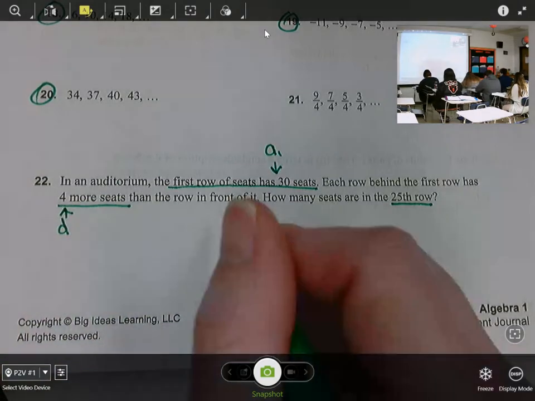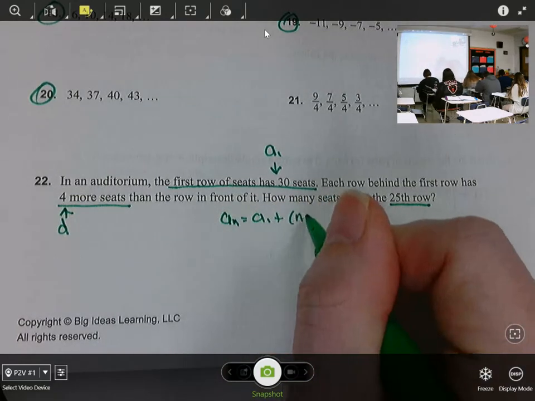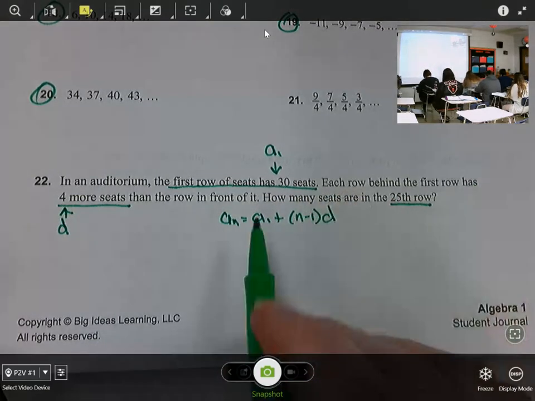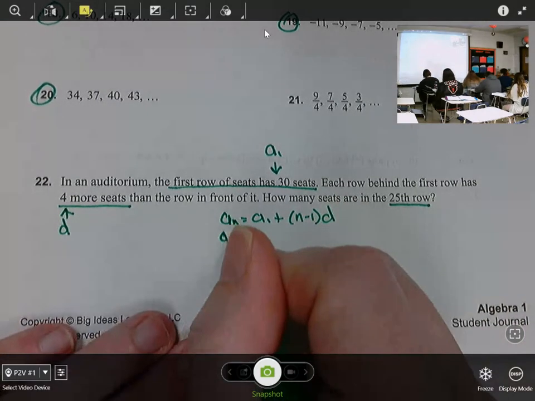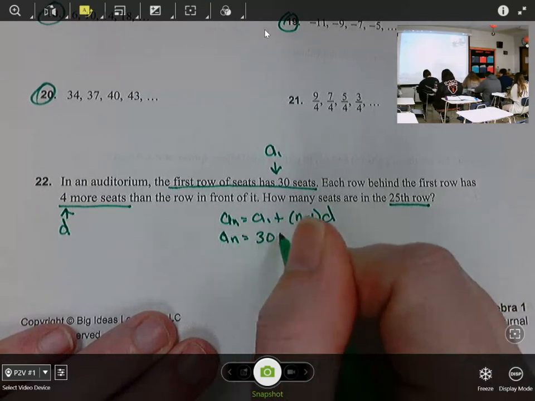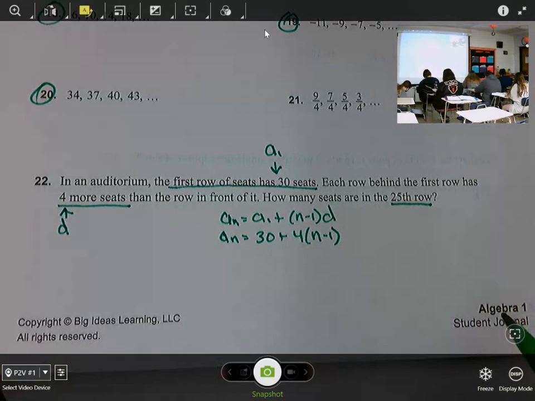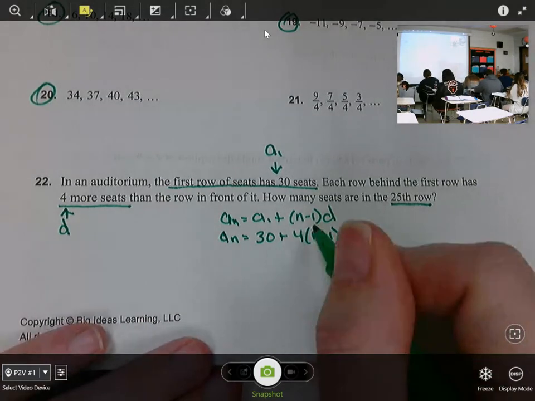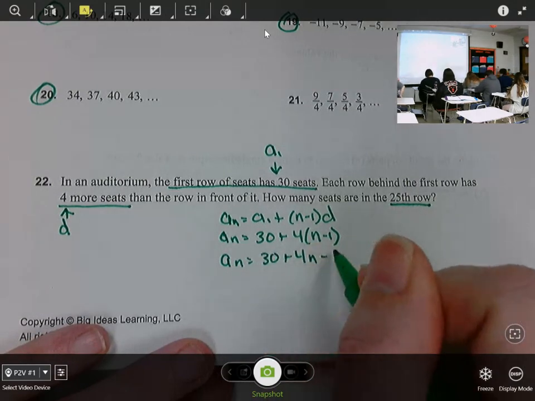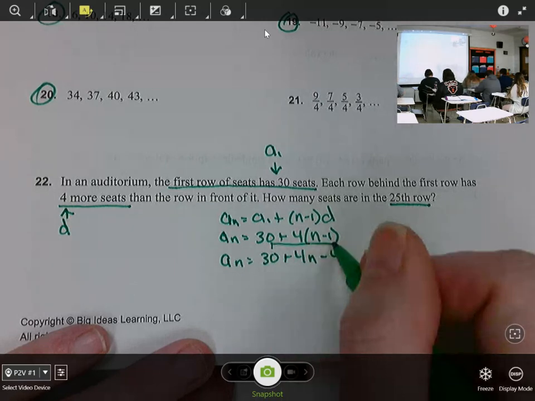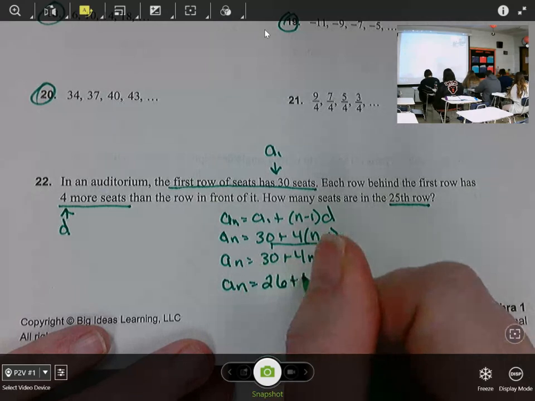And then you can use the formula an equals a1 plus n minus 1 times d. And you can plug in these two numbers to figure out your function. So to figure out your nth term, you would do 30 plus 4 times n minus 1. And then you distribute your 4. So an equals 30 plus 4n minus 4. Combine your like terms. 30 minus 4 is 26. So you get 26 plus 4n.